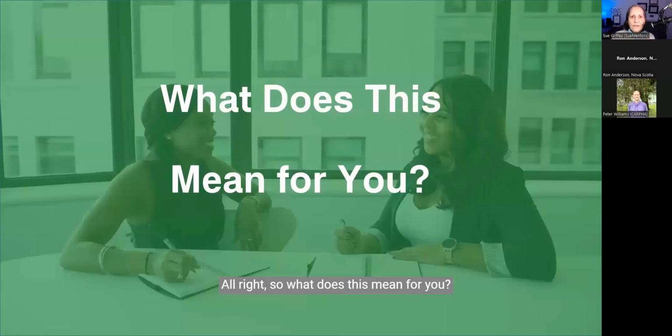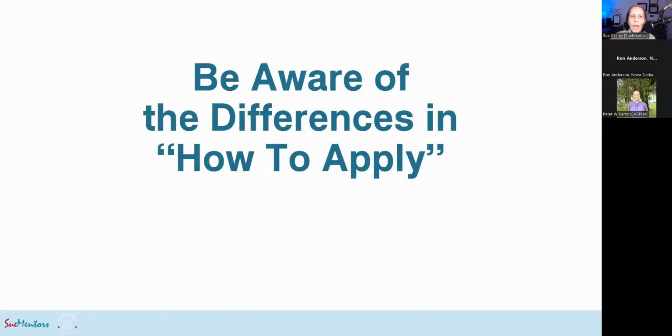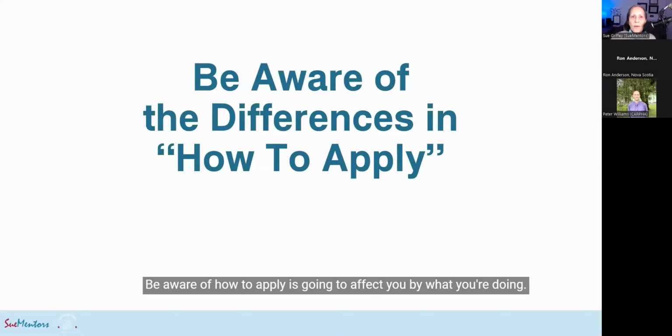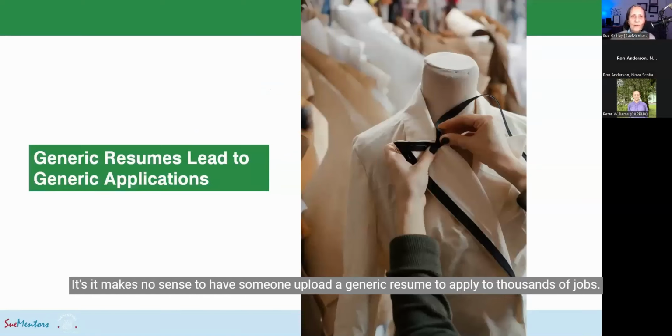So what does this mean for you? So you can see that I was highlighting a lot of cons, and let's see how you can rectify some of these. Be aware of how to apply is going to affect you by what you're doing. I just made a point about generic resumes. It makes no sense to have someone upload a generic resume to apply to thousands of jobs.